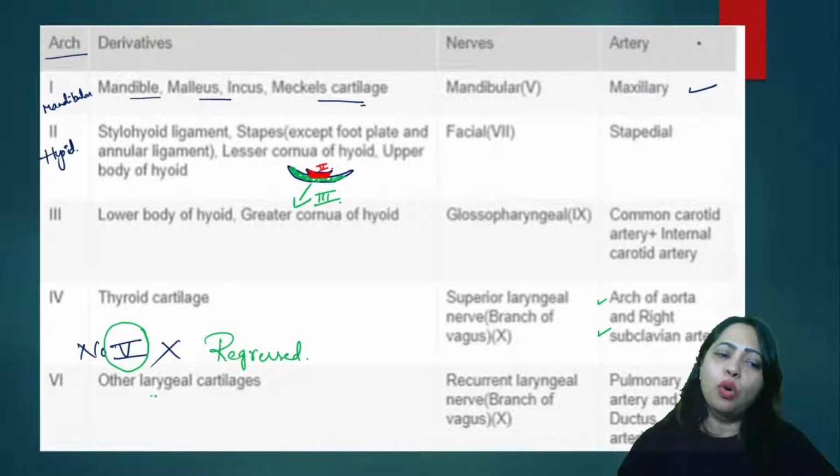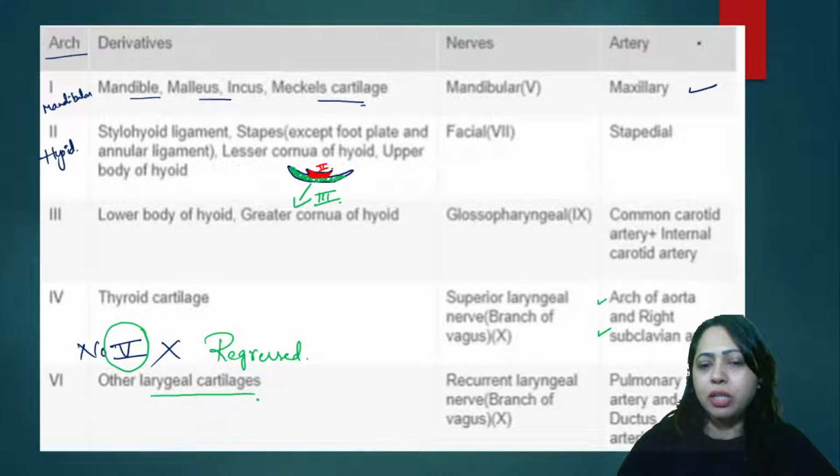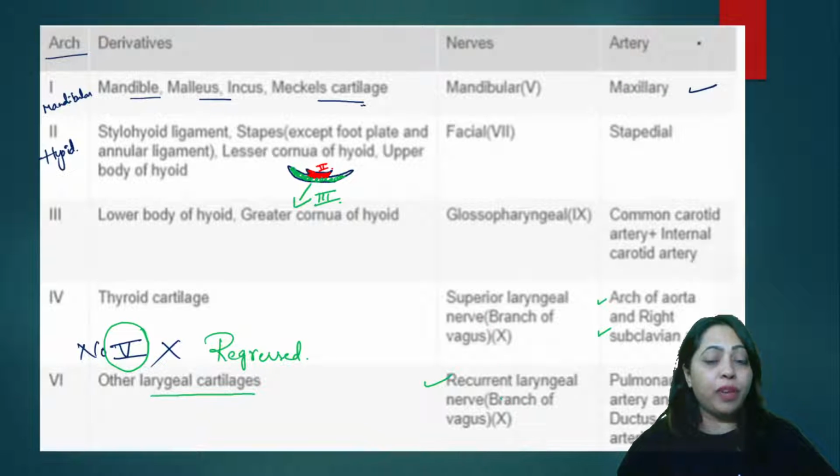It gives rise to all those laryngeal cartilages. So here you have the recurrent laryngeal nerve as the nerve of this arch. Remember, here superior laryngeal, here recurrent laryngeal. So vagus is completely into the fourth and the sixth arches. So here you have to remember this all as 5, 7, 9 and 10.